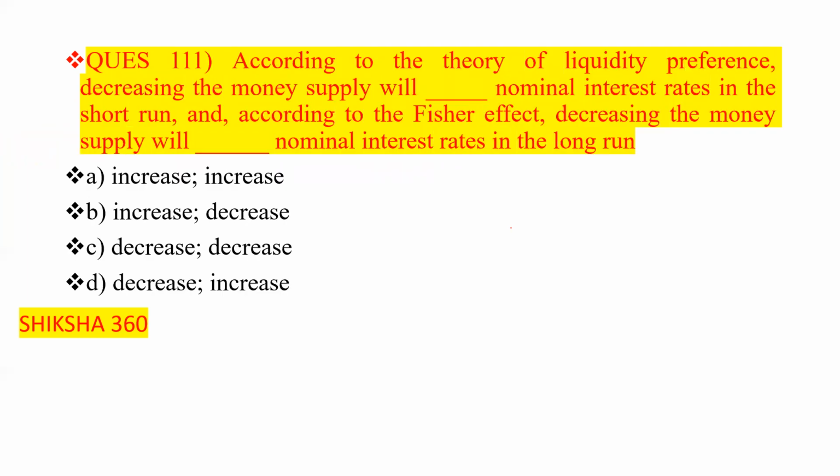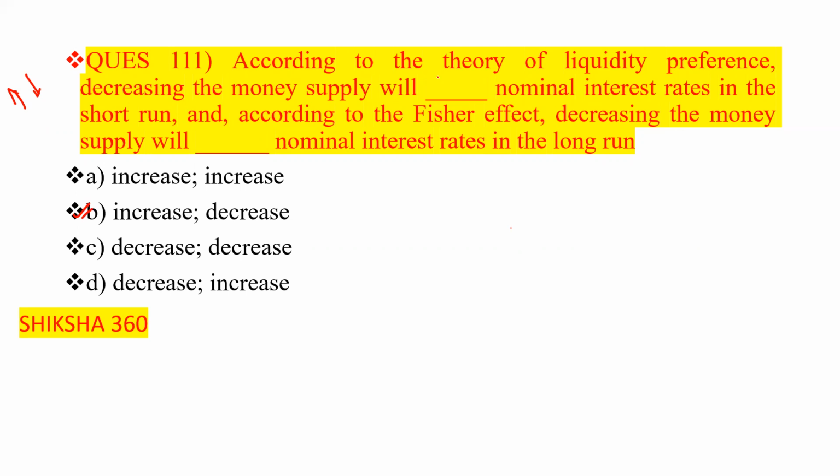According to the theory of liquidity preference, if the money supply is decreased, what will happen to the nominal interest rate in the short run? Either it will increase or decrease. Please tell fast. Decreasing the money supply will increase the nominal interest rate in the short run. That is the correct answer.